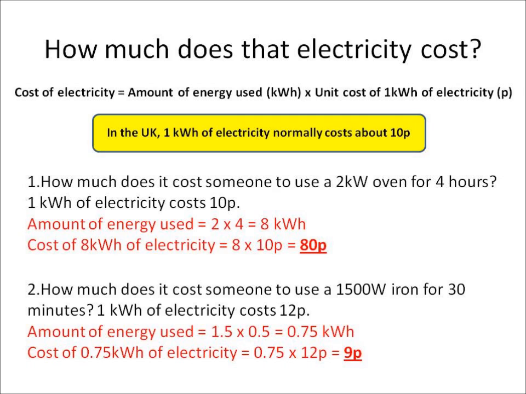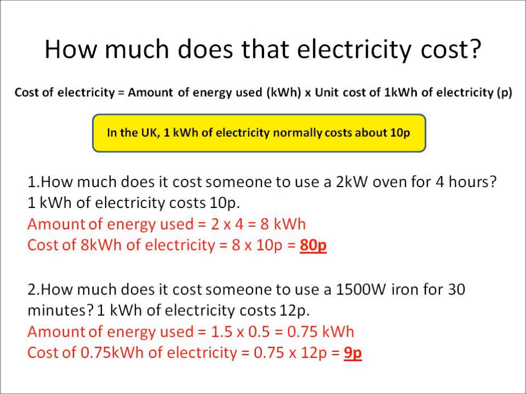But I want to know how much that's going to cost me. Well, in the question it tells me that 1 kilowatt hour of electricity costs me 10p. So I'm going to do 8 kilowatt hours times 10, and that comes to 80p.